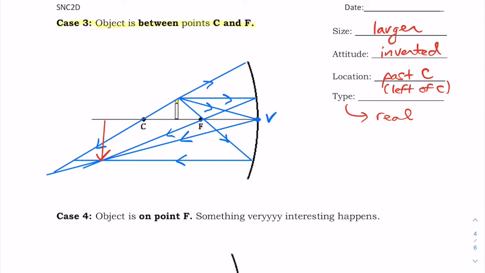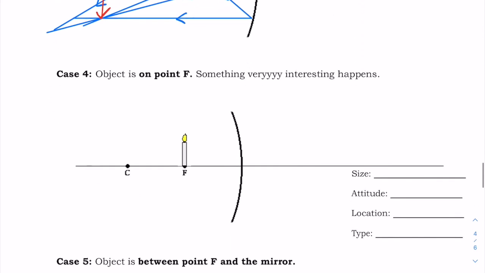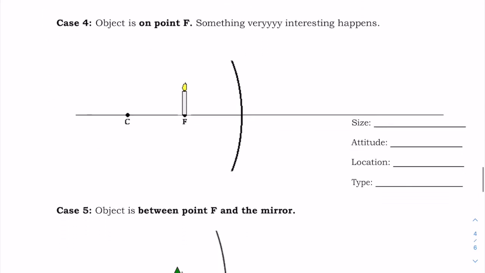And last but not least, case 4, what happens if you place the object on the focal point? This is actually the most interesting case of all. Something very strange happens. I'd actually like to encourage you to pause the video at this point, try it on your own. When you're ready, click play to resume. And here we go. Let's see what you got. I'm going to start drawing the 4 rays of light. Remember, the first one is parallel to the principal axis.